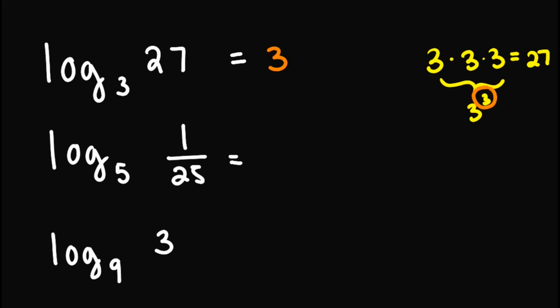For the next one, 1 over 25. Note that 1 over 25 can be written as 1 over 5 squared. And 1 over 5 squared can be written as 5 raised to negative 2. Therefore, we have found the exponent, so this must be negative 2.